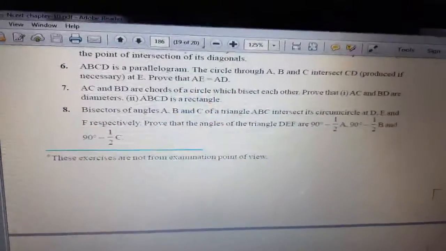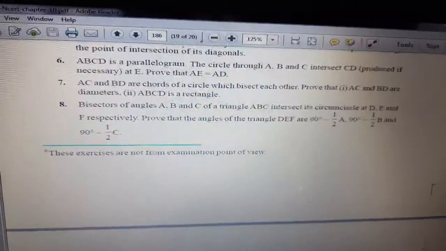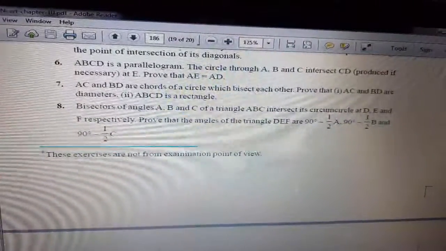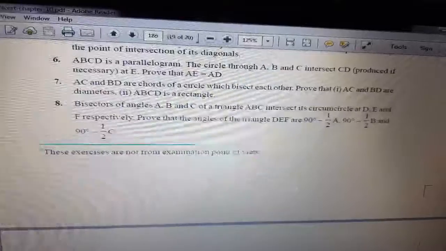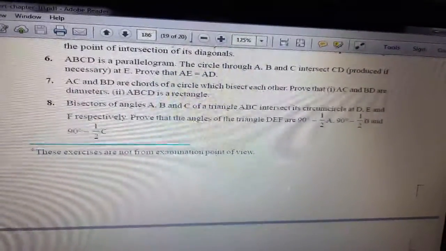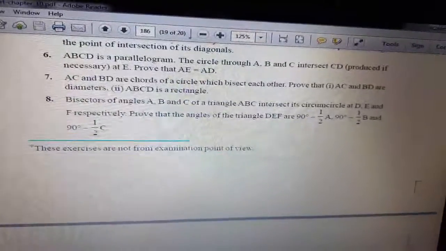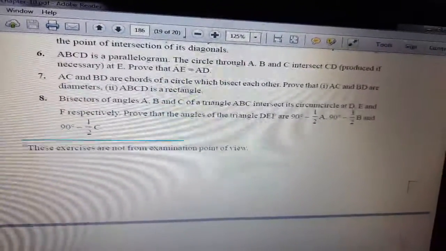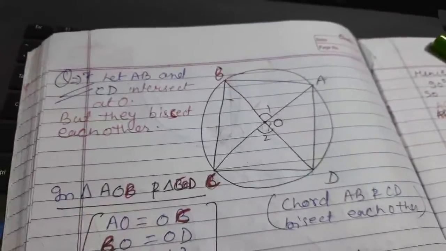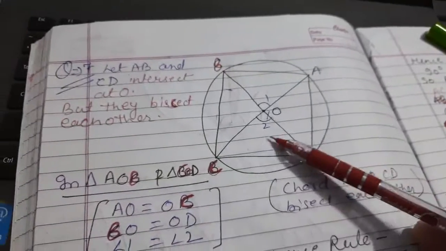In question number 7, now we are solving question number 7 from the NCERT book, 9th class mathematics, exercise 10.6. AC and BD are chords of a circle which bisect each other. We have to prove AC and BD are diameters and ABCD is a rectangle. Okay, so according to the statement, this is the diagram.